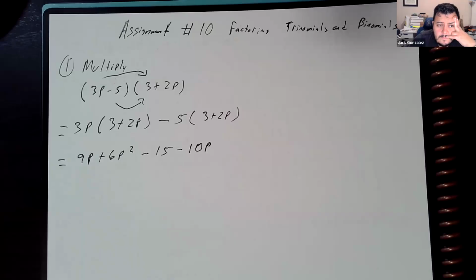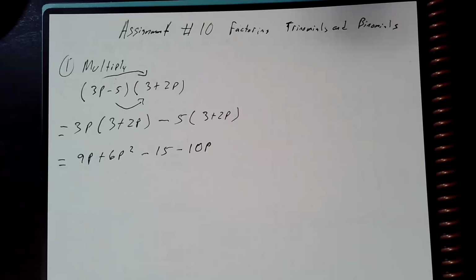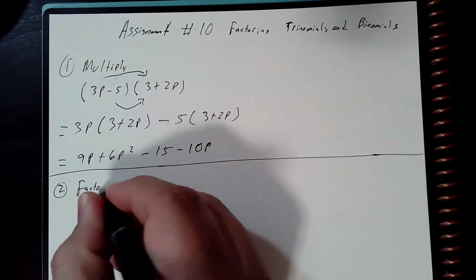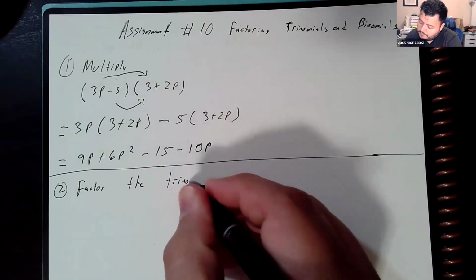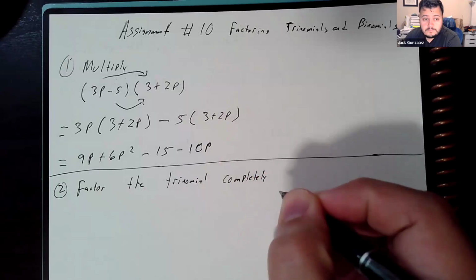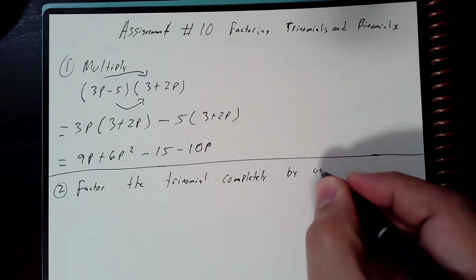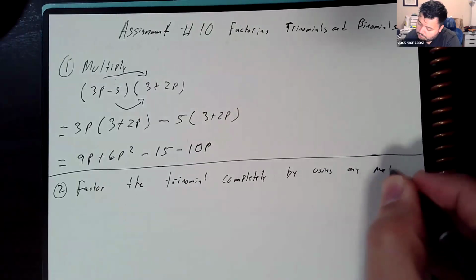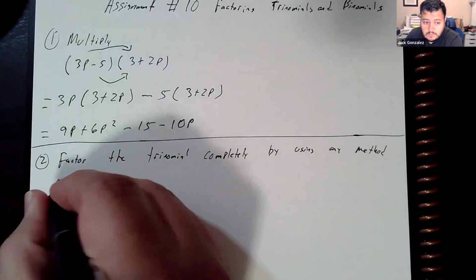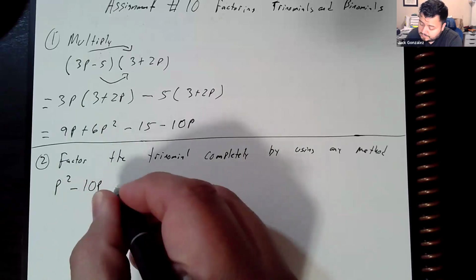All right, so let's do this first question here. Factor the trinomial completely by using any method. p squared minus 10p plus 16.